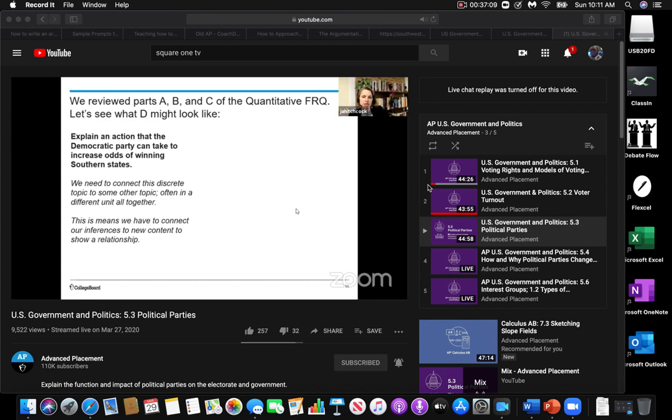It's kind of like, can you think on your feet? Can you make this make sense as it relates to other components? Because everything in politics is interconnected in some way. So we want to connect this discrete topic to something else. It sometimes can be in another unit altogether. But we also need to connect it so that our inferences are still logical, right? We're still grounded in that data.